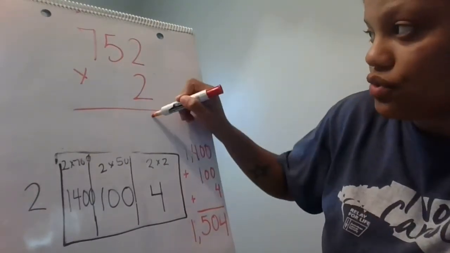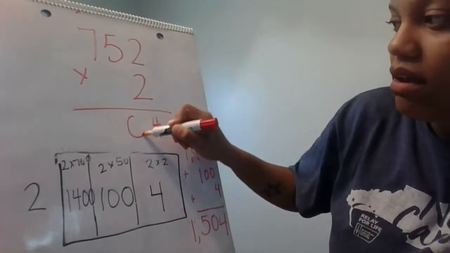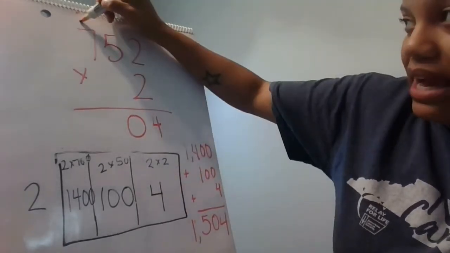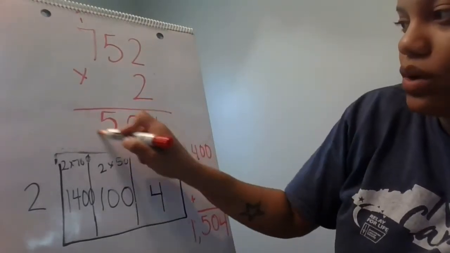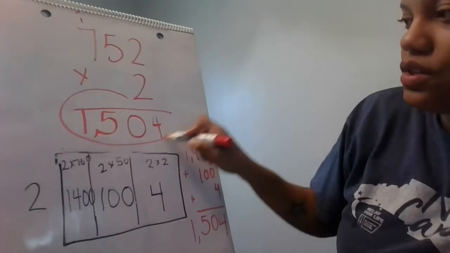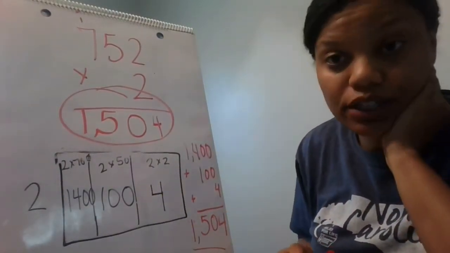2 times 2 is 4. 2 times 5 is 10. And I'm putting my 0 and I'm carrying over my 1. 7 times 2 is 14, plus 1 more is 15. So I still get 1,504 the way I did down here.